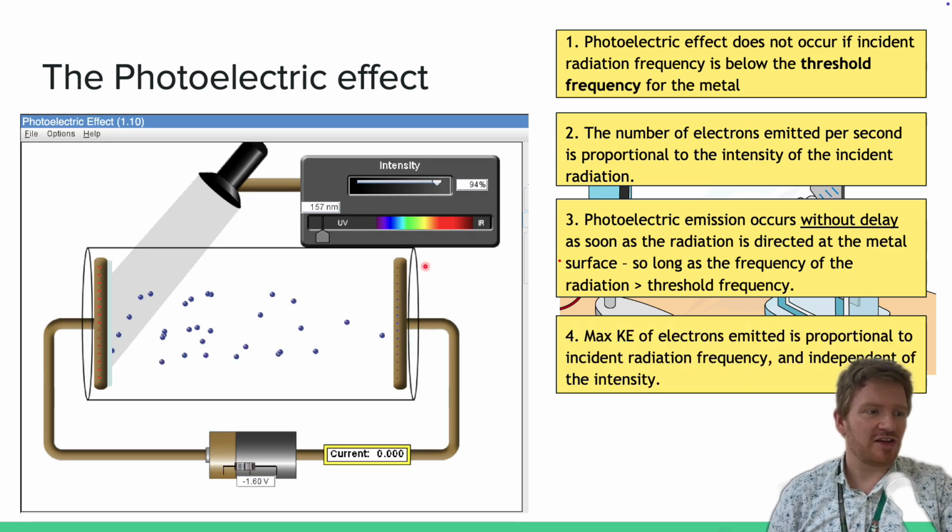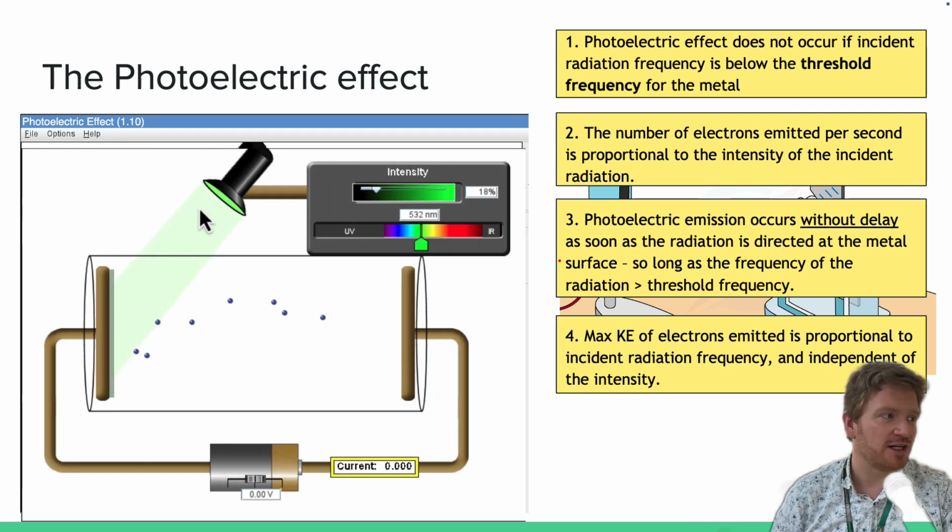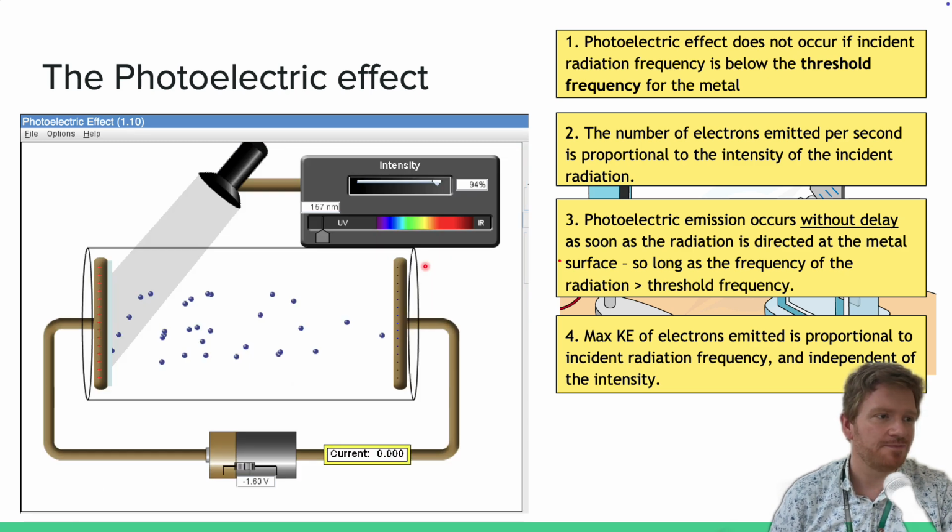And we can see that the maximum kinetic energy of the electrons, in other words, the faster they get, is proportional to the frequency of the radiation. And no matter how much I increase the intensity, look, these are still going slowly. Even though I've now got up to maximum intensity, it's not affecting at all the maximum speed of these electrons. They're only just getting through there.